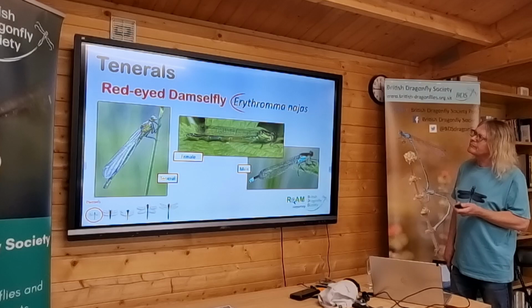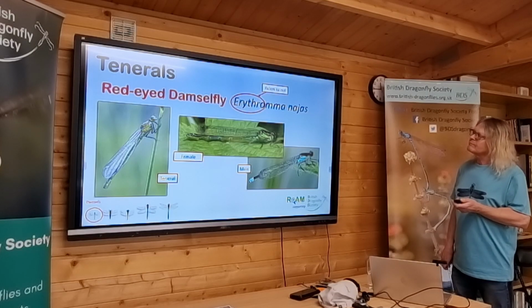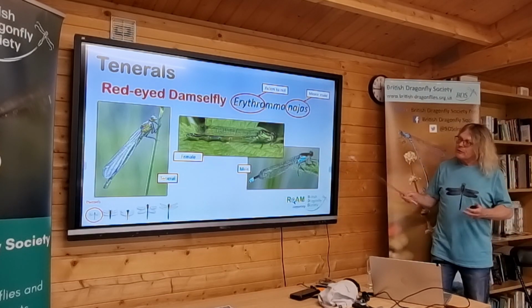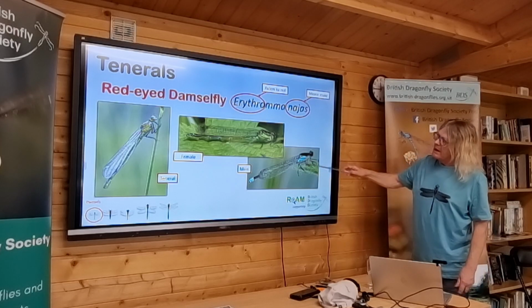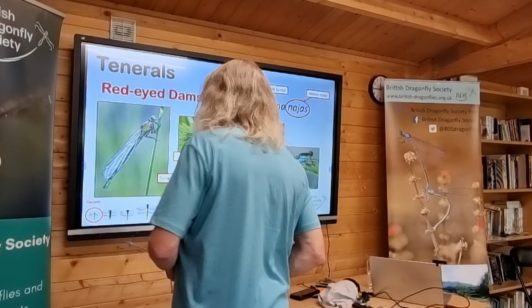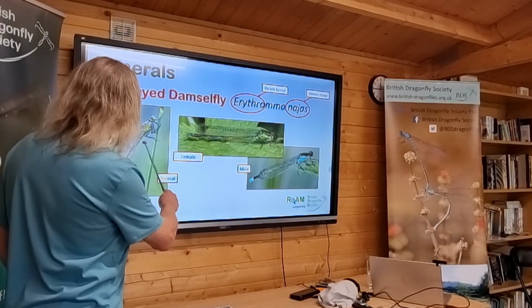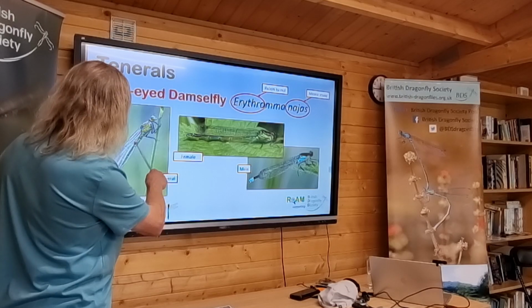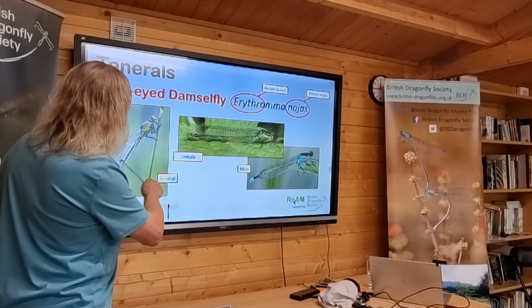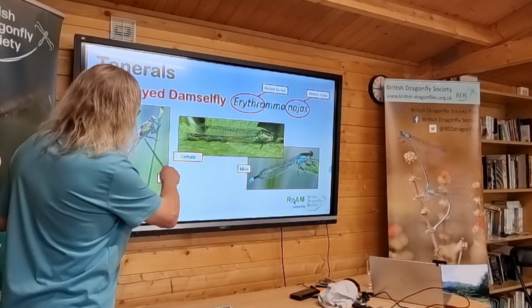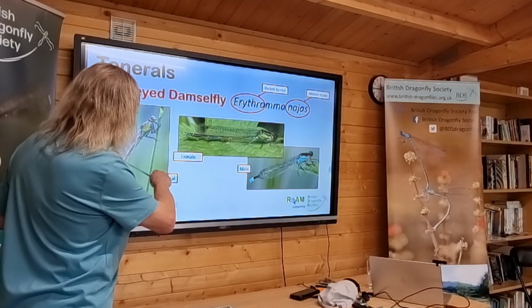So here we have, this is to show you, can you see okay there? This is to show you going through from being a teneral to a female or a male. It's probably better if I can move this on, really. So you can see on the teneral, the wings are very glassy, they haven't hardened up properly at this point. Their flight is quite fluttery anyway, but the flight's not going to be that good at the moment until the wings harden up.